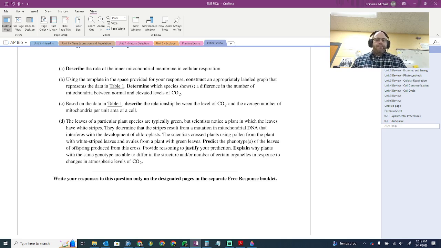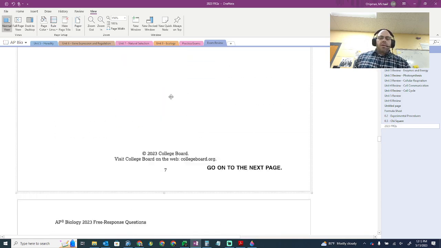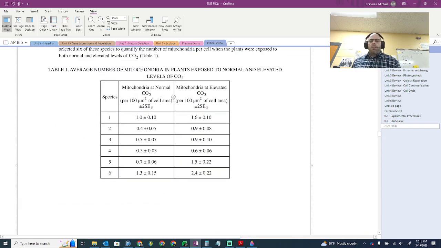So part B, using the template provided for your response, construct an appropriately labeled graph that represents the data in table one. Determine which species show a difference in the number of mitochondria between normal and elevated levels. In the FRQ questions that they give on the website, they don't provide a template for us, so I don't have the same graph that they provided. I'll just walk you through my graphing process.